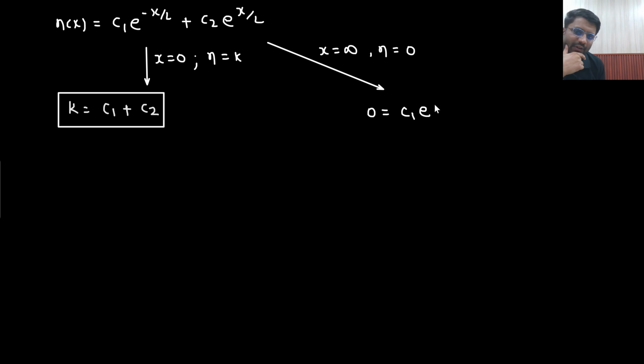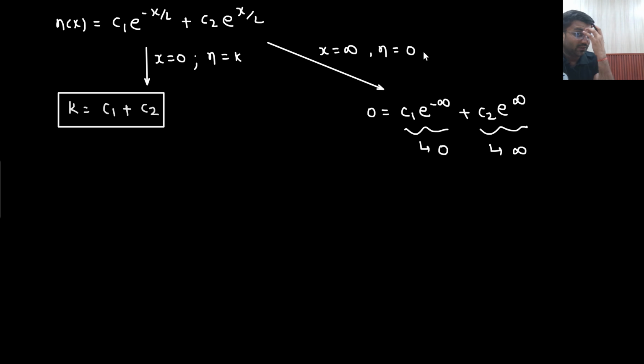C1 e to the power infinity plus C2 e to the power infinity. Now you know that this particular factor is tending to infinity, but they are saying it has to be 0, and this other factor is tending to 0. What does that mean? If I put x equals to infinity, then n should be 0, but this factor is tending towards 0 and this factor is tending towards infinity. So infinity plus 0 is infinity. That means the factor which is tending towards infinity is not even present. That means C2 has to be 0.